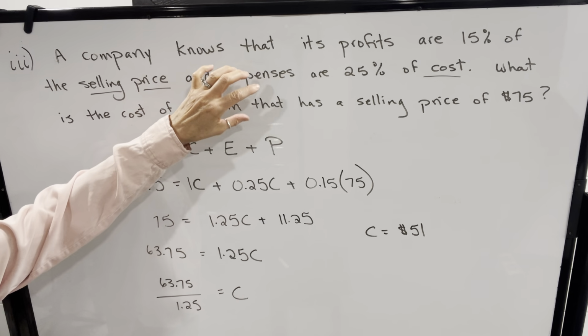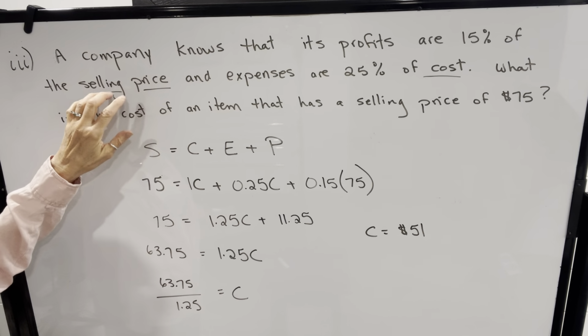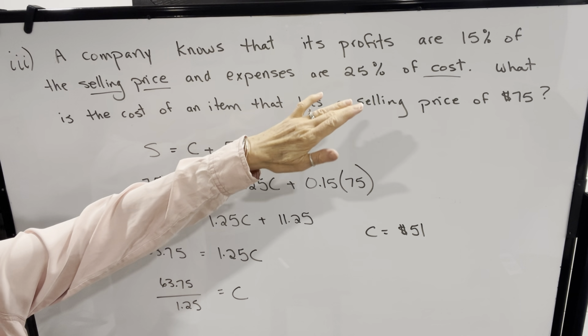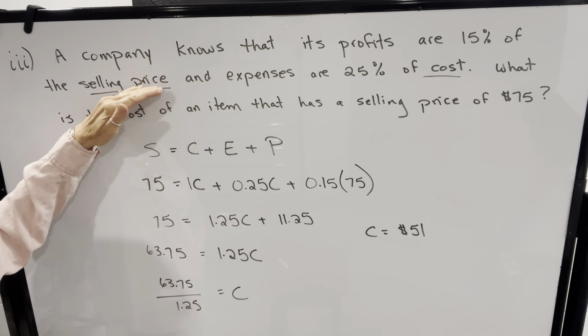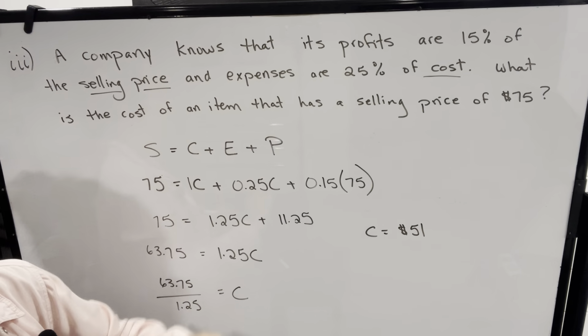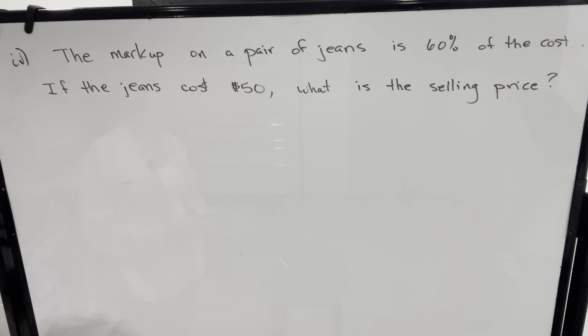So be very careful with the terminology and understand when you're given a percent, is that percent based on the selling price or the cost? Because it could be either. Our next example says the markup on a pair of jeans is 60% of the cost. If the jeans cost $50, what is the selling price?